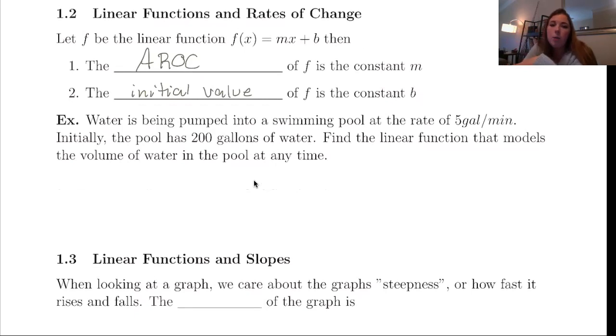So if water is being pumped into a swimming pool at the rate of 5 gallons per minute, so water's being pumped. Okay, initially the pool has 200 gallons of water. Find the linear function that models the volume of water in the pool at any time. Okay, right, so I like to draw pictures for these.